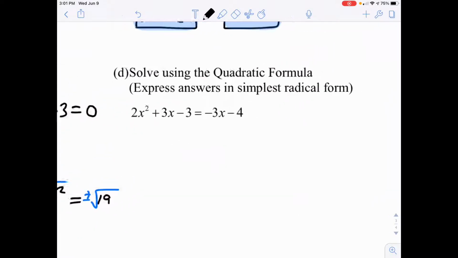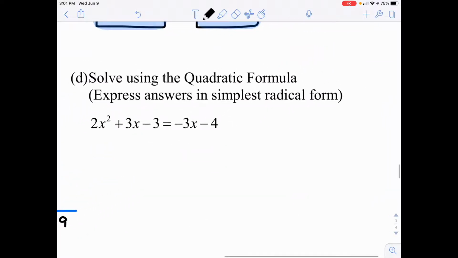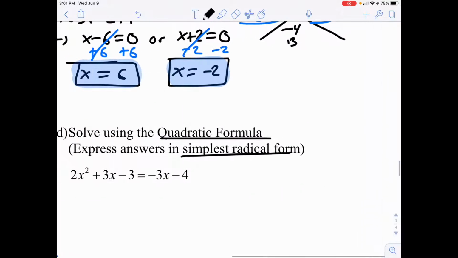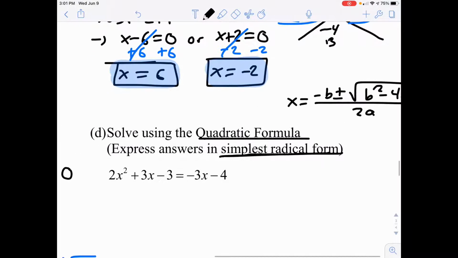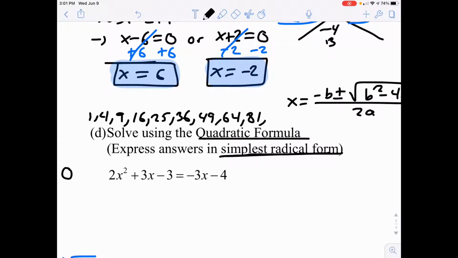For part D, we're going to solve this using the quadratic formula, and we need simplest radical form. So a couple things, let's write the quadratic formula. X is equal to negative b plus or minus the square root of b squared minus 4ac all over 2a. Since we need it in simplest radical form, we'll list our perfect squares: 1, 4, 9, 16, 25, 36, 49, 64, 81, and 100.